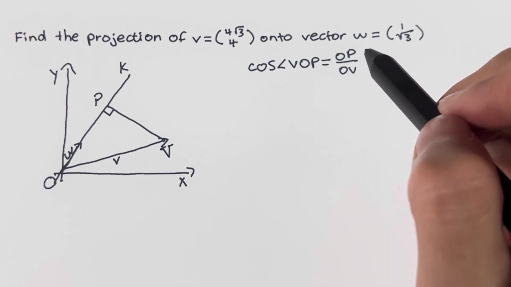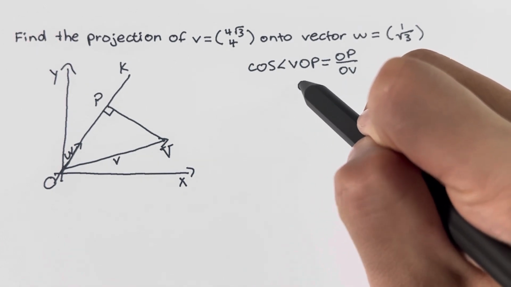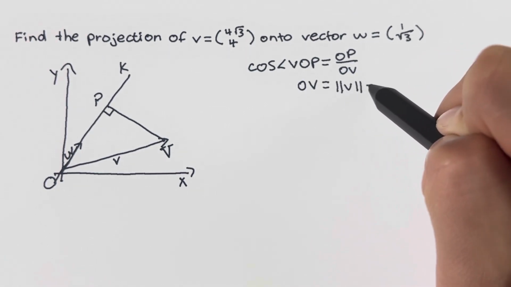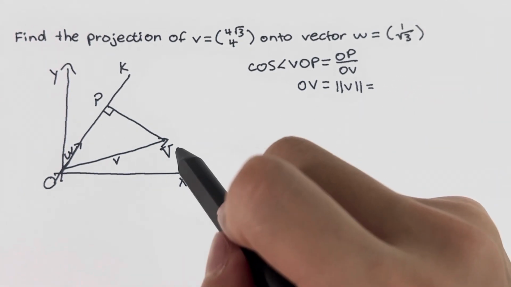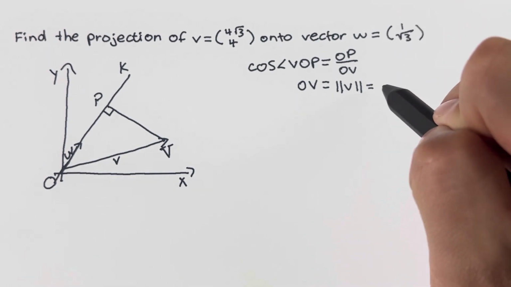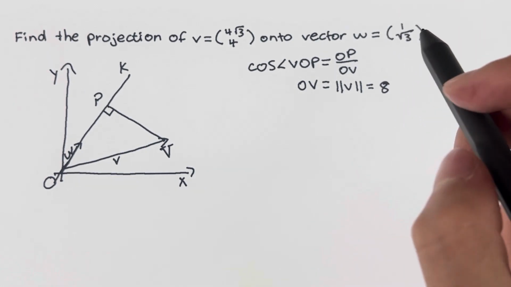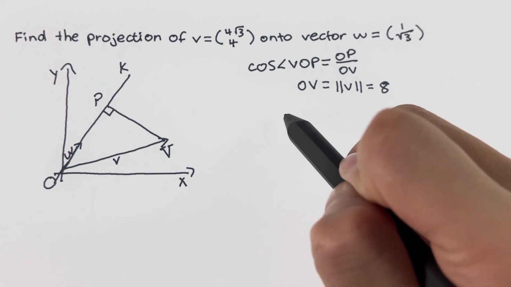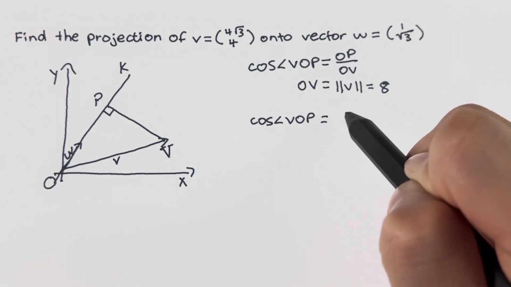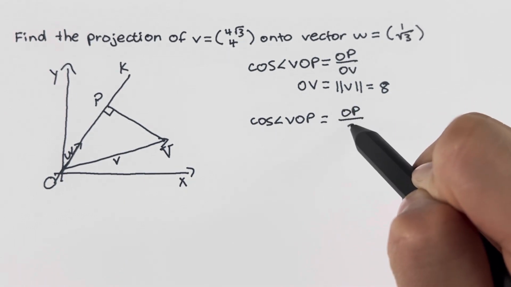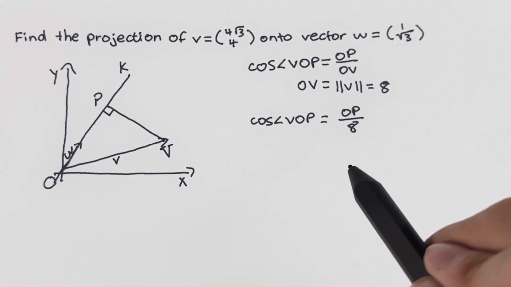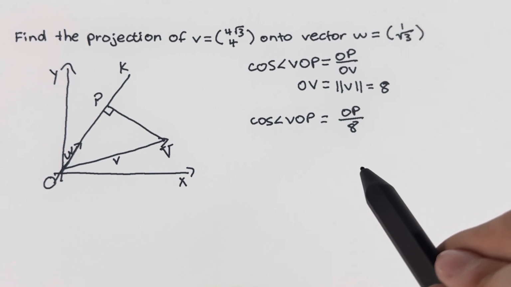We know that OV equals the norm of v, which is just the distance from the origin to the point V. So this equals 8, just by applying the Pythagorean theorem. And then the cosine of angle VOP would equal OP divided by 8. If we can find the cosine of angle VOP, then we can find the length of OP.